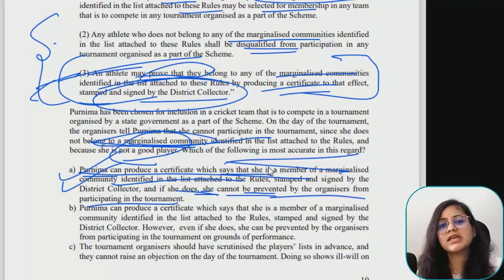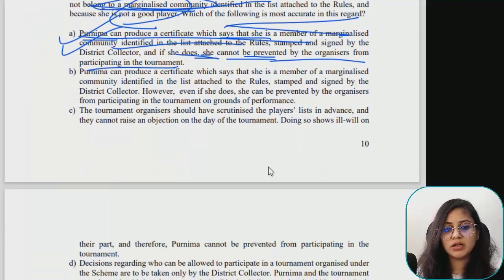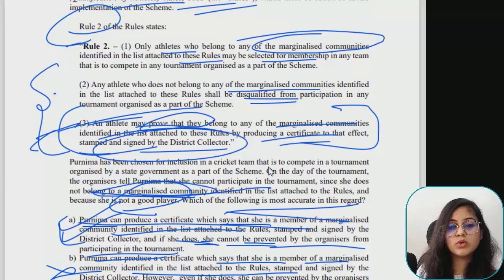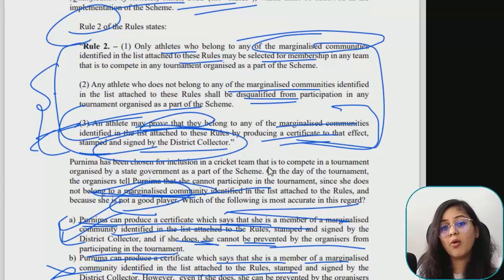Let us see more statements. If any of the statements is closer to this statement, Purnima can produce a certificate which says that she is marginalized. So this is also part 1 is correct. However, even if she does, she can be prevented from participating on the grounds of performance. Here, this cannot be correct because in the rules, nowhere do we see that performance is a parameter for declining the membership. So we will just stick to the rules.